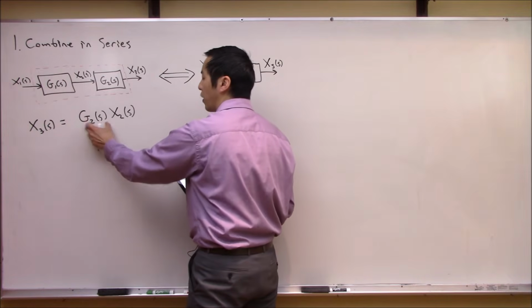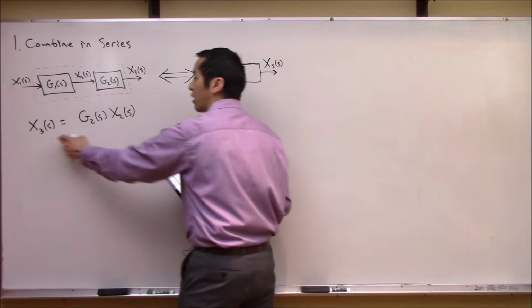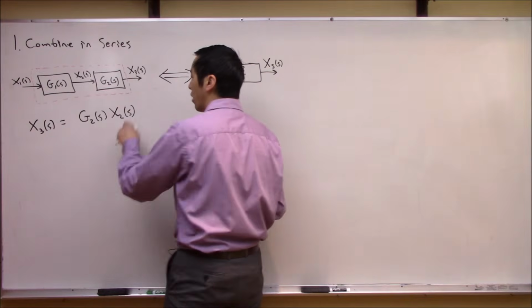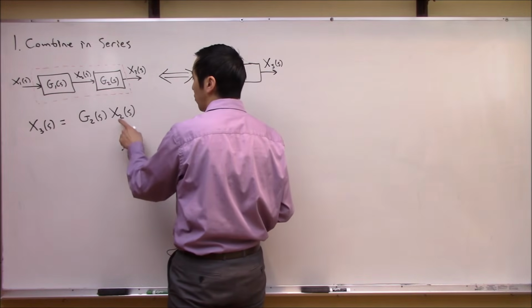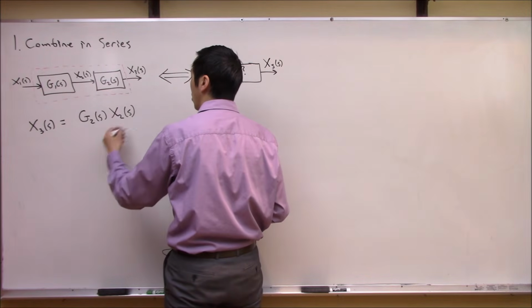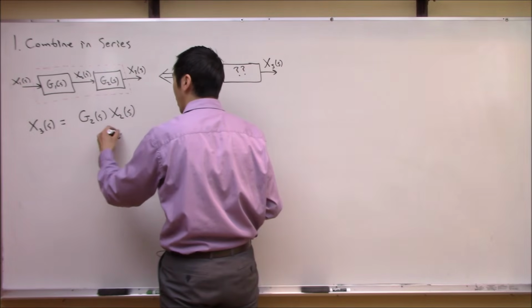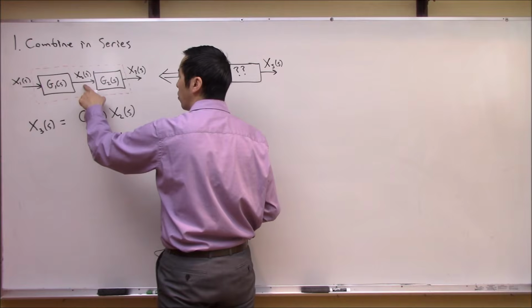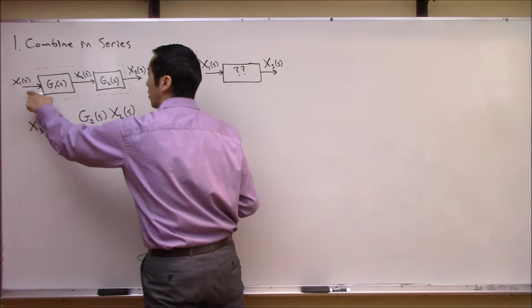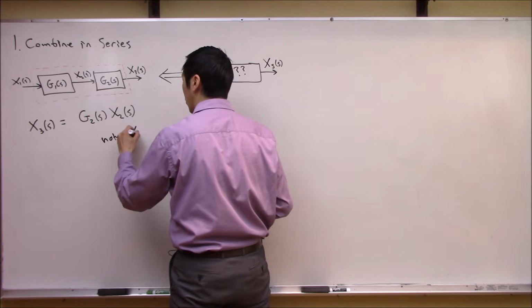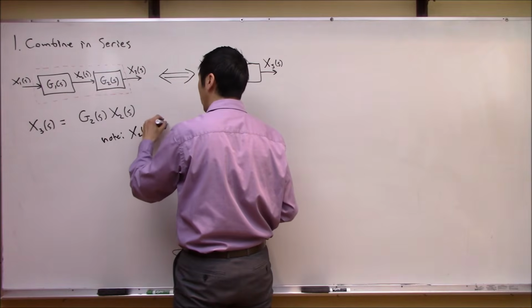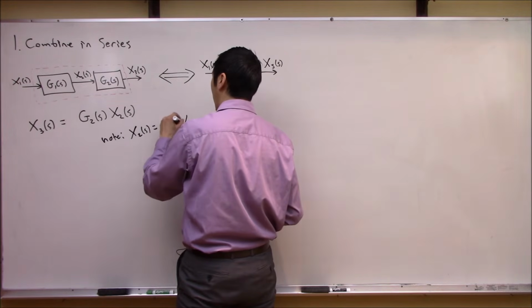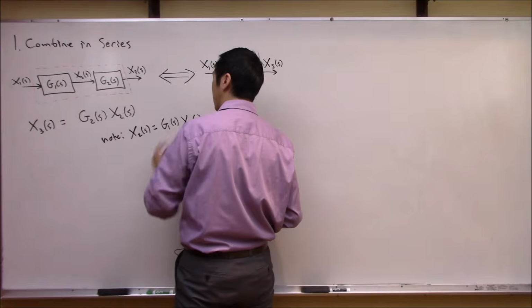Its transfer function multiplied by the input here gets you the output, okay? So great. Let's take a look at this. Now, let's go one step further here, and we can make a note. What is x2? Let's just walk one step back. x2 is just the transfer function multiplied by its input. So in other words, x2 of S is nothing more than G1 of S multiplied by x1 of S, right?